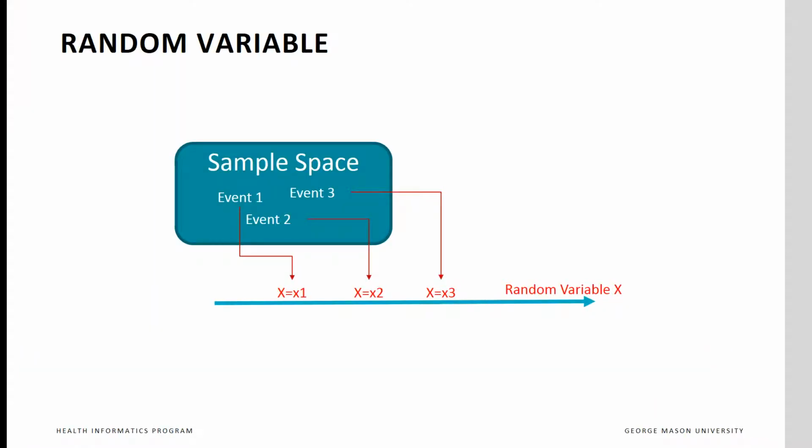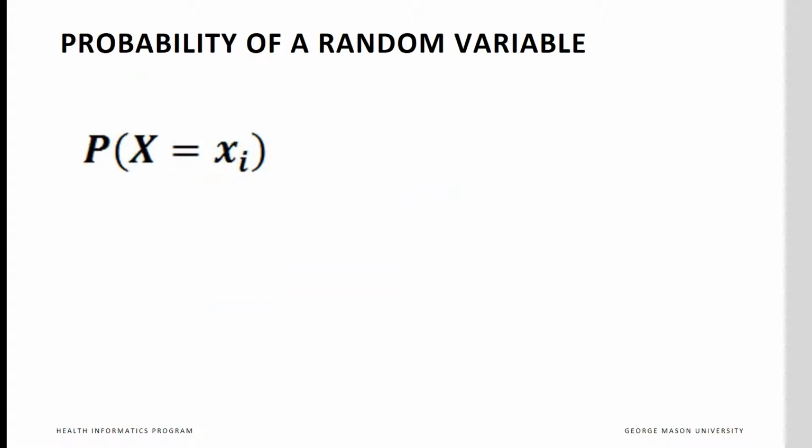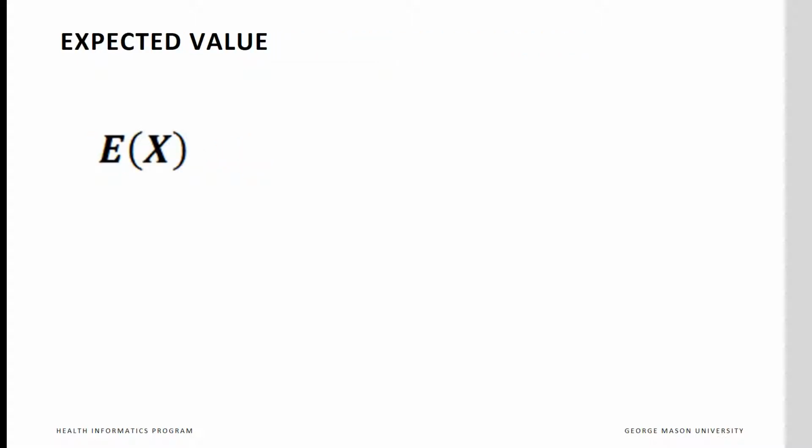A random variable assigns numerical values to events within the sample space. The random variable x is shown as capital X. The probability that the random variable x has the value x sub i is shown here. The expected value of a random variable is shown as the function E evaluated for the random variable X.